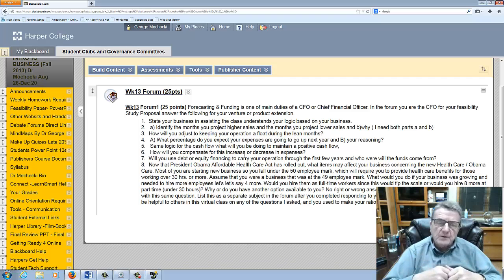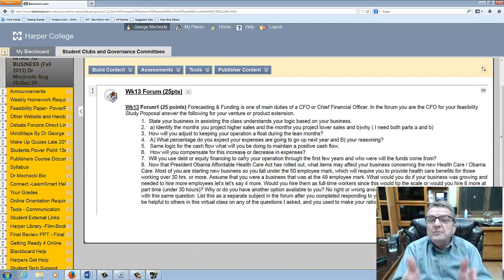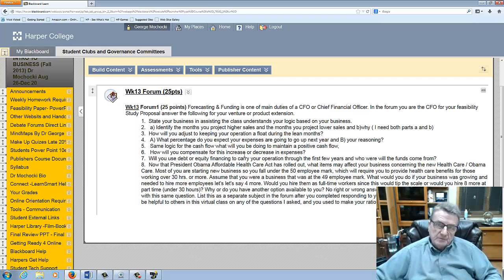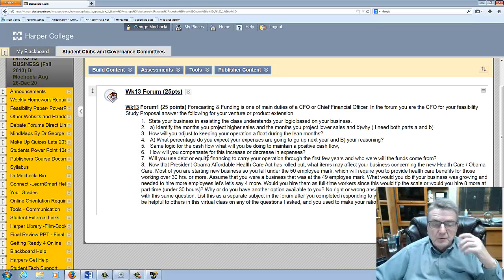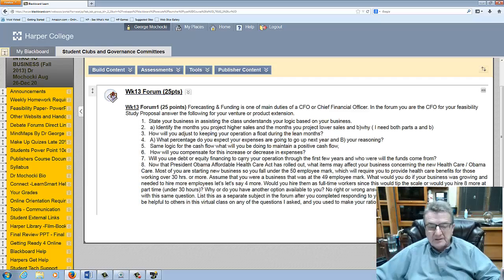So when you look at your forecast, look at it as a moving target, but at the end of the year you should be within 5 or 10% of what you forecast. That tells me that you know the business and you know the highs and lows of your financial periods. Okay, same logic with the cash flow. What percentage do you need for cash? How will you use debt? Will you use debt or equity financing?